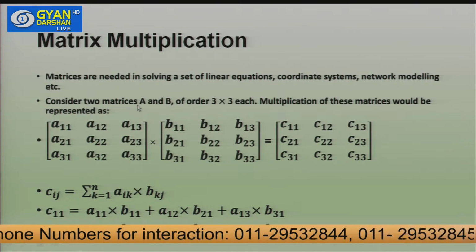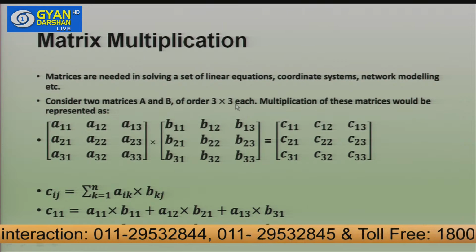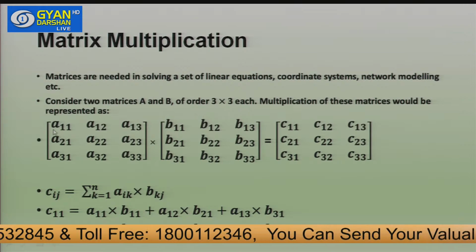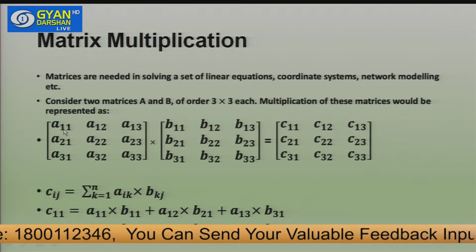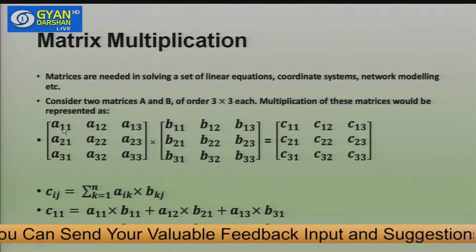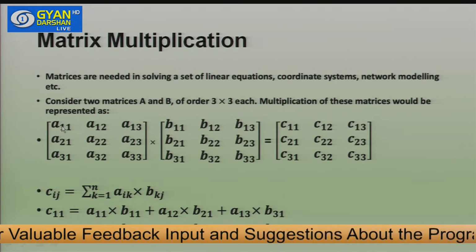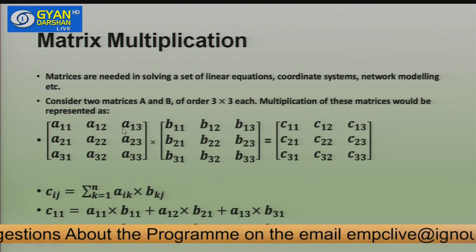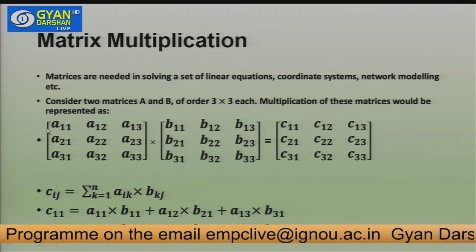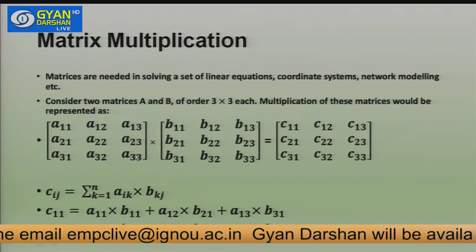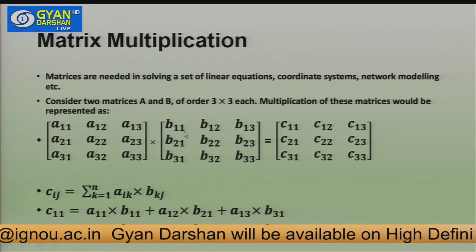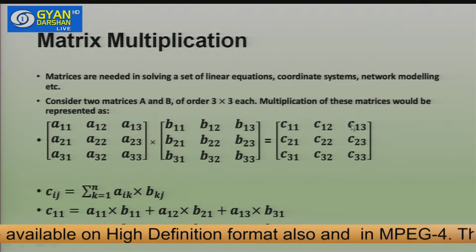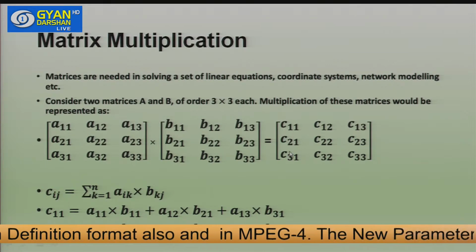Now consider two matrices A and B of order 3 cross 3 each. You know the matrix representation: A11 is the first element, in the first row and first column, where the first index represents the row and the second represents the column. A12 is the first row, second column, A13 is the first row, third column, and so on, for the second and third rows. So this is the matrix A, this is the matrix B, and when you multiply these two matrices, we assume the result is a matrix C.